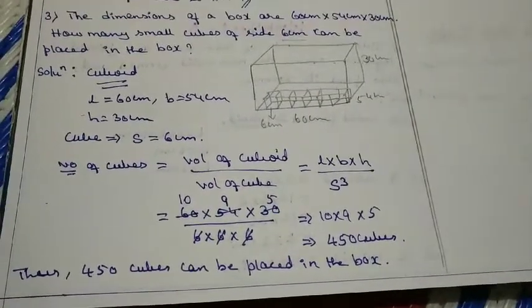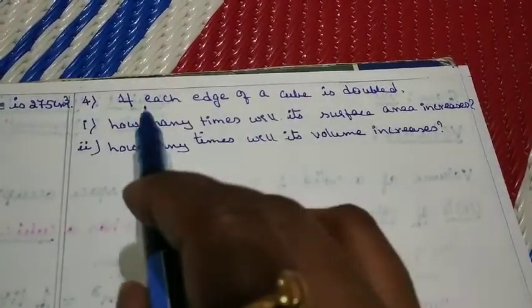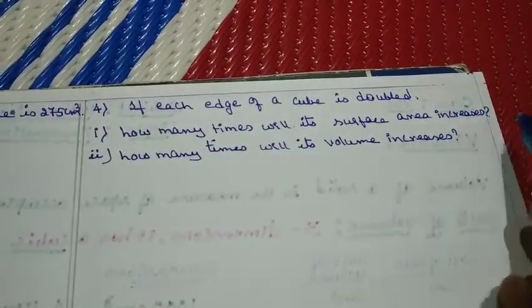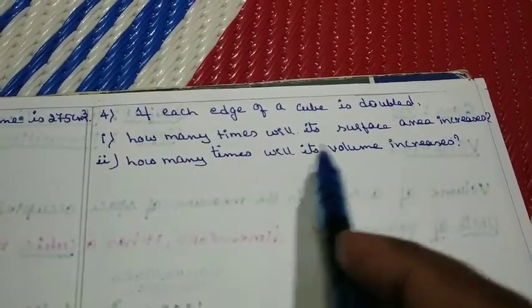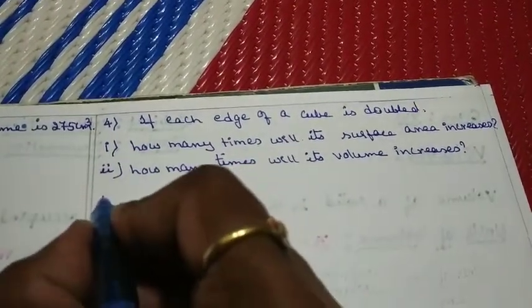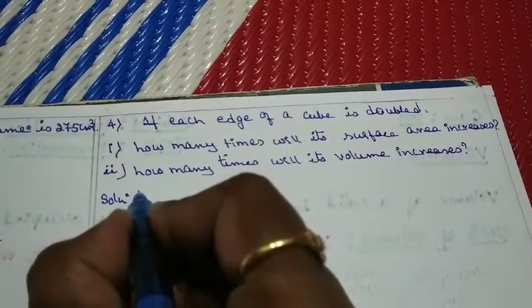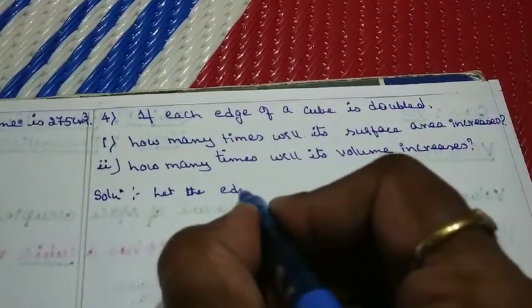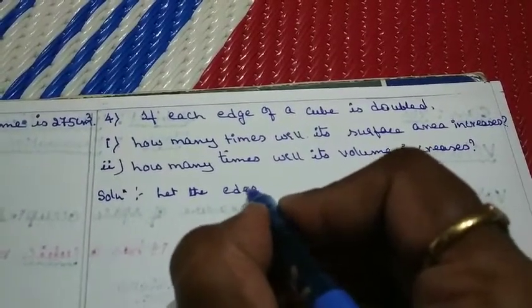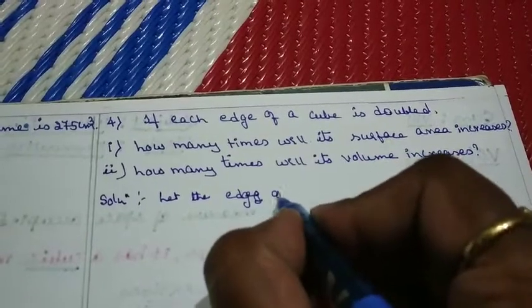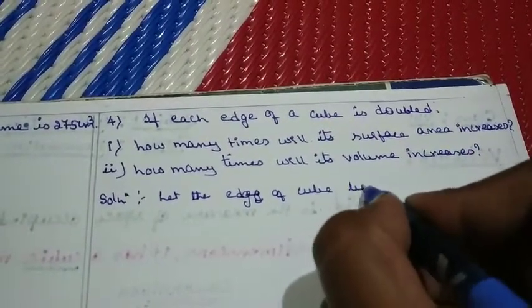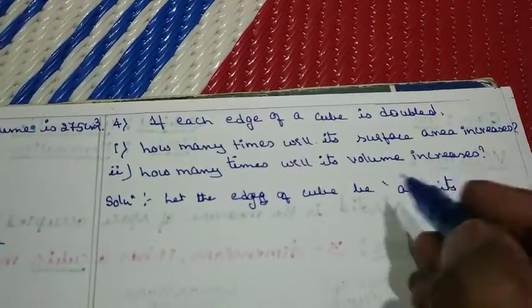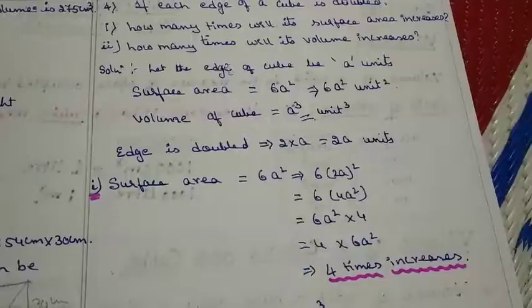Now let us move to the fourth question. If each edge of a cube is doubled, then how many times will its surface area increase and how many times will its volume increase? So here, before increasing, let us consider, let the edge of the cube be a units. Then first find its surface area and find its volume also.